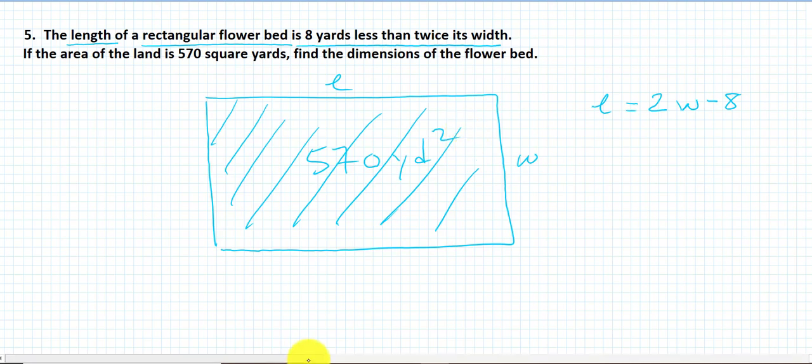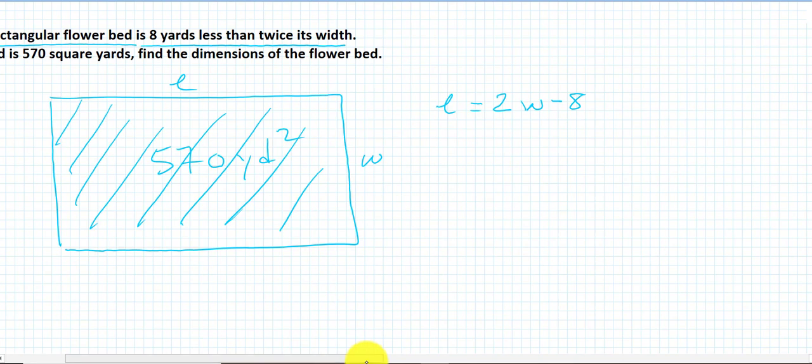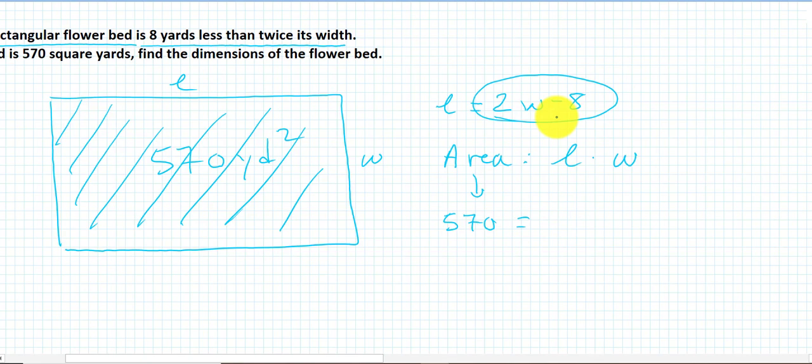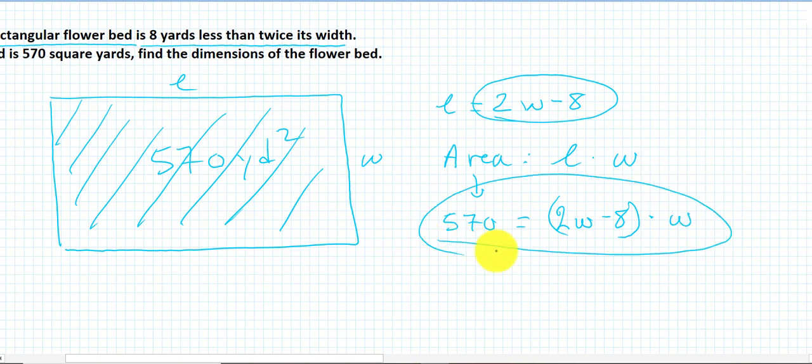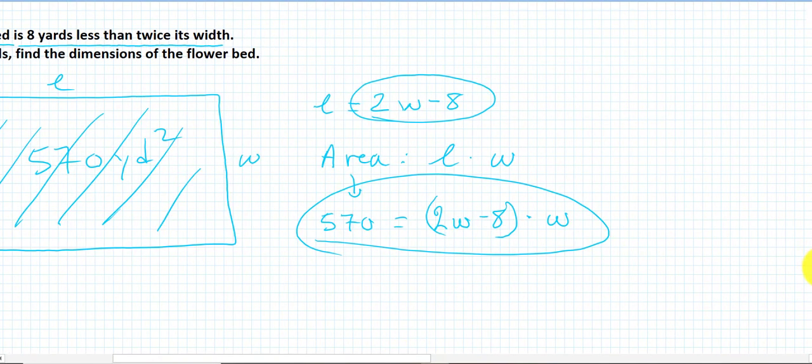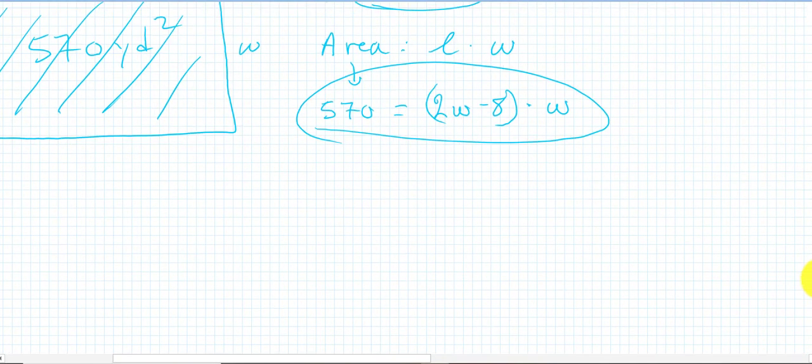Okay, so again, this is a little bit different than what we've done. How do we find the dimension of the flower bed? Well, what's the area of a rectangle? The area of a rectangle is the length times the width, right? Here, we know that the area is 570. We know that the length, I'm going to take the length as 2w minus 8. So this is 2w minus 8 times the width. That's it. What is that? That's a quadratic equation in W. If you solve it, you will find the dimension of the flower bed. So let's solve it. To solve it, that's easy, right? You're going to distribute the W right here.